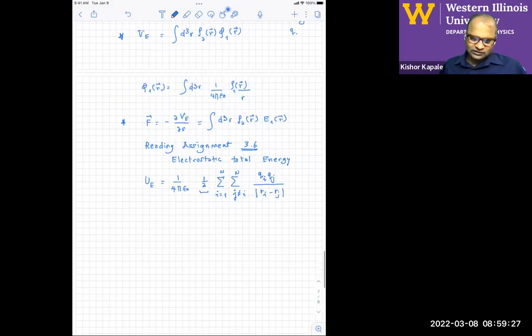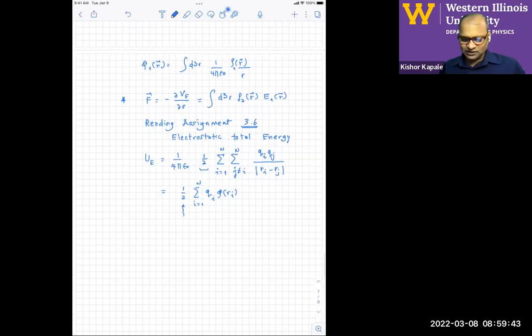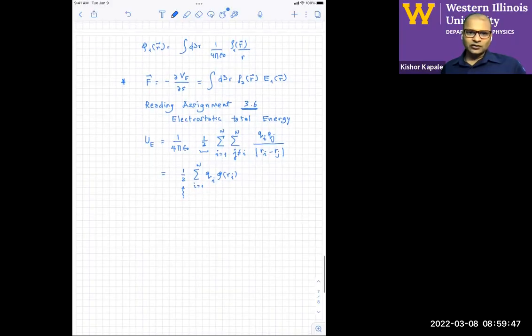Because that's the potential energy. And so it's equal to just half of the sum of qi times phi of ri, summation over i equal to 1 to n. Okay, so this half factor is important, right? It's not just because you have n charges, you don't just individually calculate the potential and do qi phi of ri. That doesn't work, right?